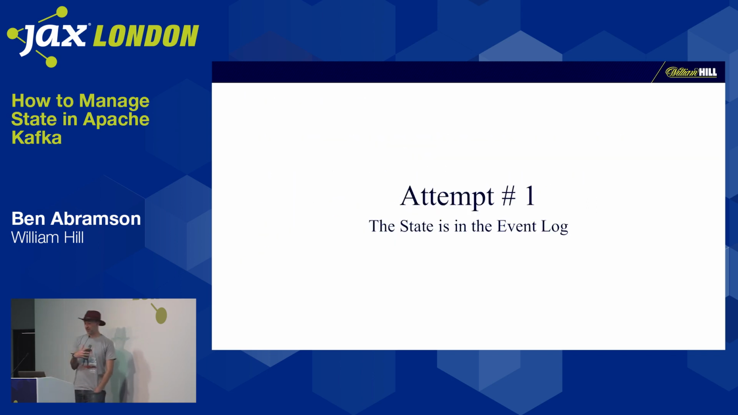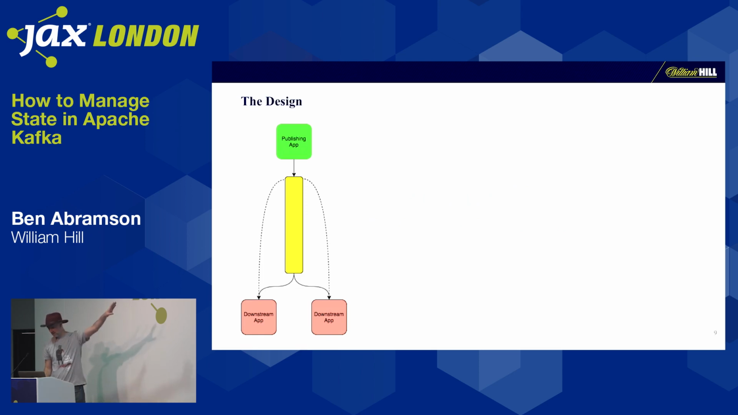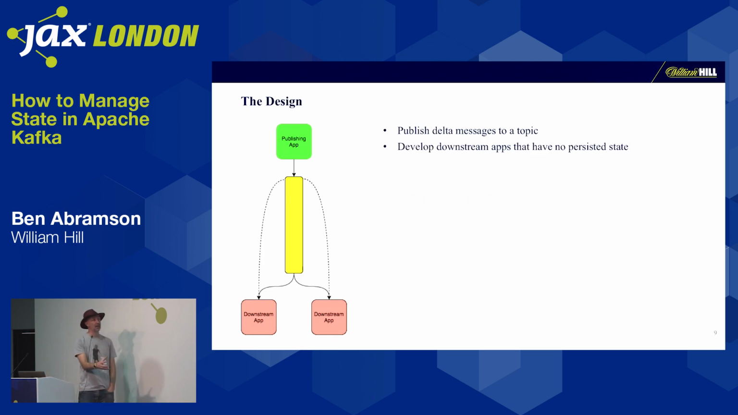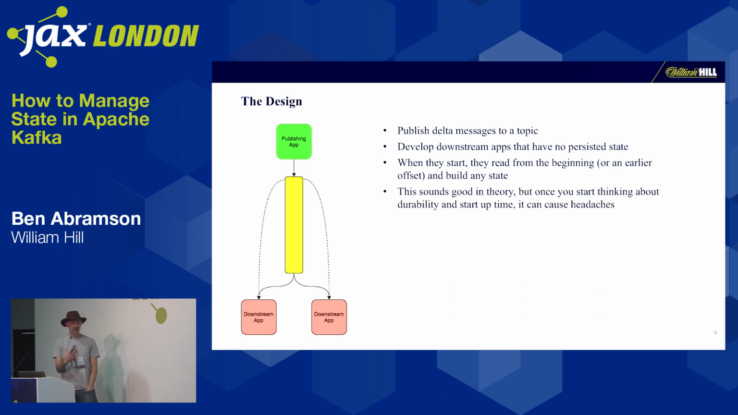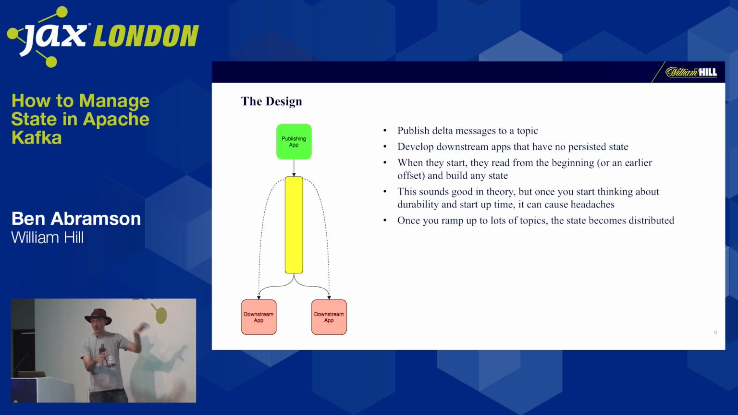So the first thing we tried to do is build it out where we said the state's in the event log. And you end up with something like this, where at the top there, you have a publishing application that publishes delta messages to a topic. And then you have downstream applications. They have no persisted state in themselves. So when they start up, they read either from the beginning of the topic or maybe from an earlier offset, and they build any required state. And it sounds great in theory. Oh, start up, build state, don't need a database, this is brilliant. But when you start to think about startup time and durability, you start getting headaches and you start getting problems. And also, if you're doing this all over the place, so you've got topics between all your messages, your state starts to become distributed. Like, where is your state if you have all these topics?